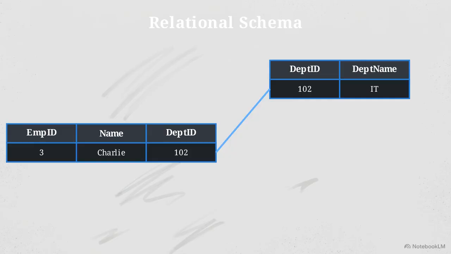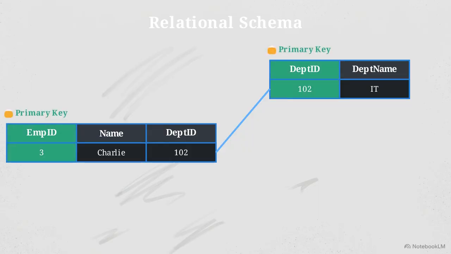These interconnected paths represent absolute mathematical laws designed to protect the data from catastrophic corruption. The first law, entity integrity, dictates that no primary key can ever be blank or null. Every record must be uniquely identifiable.